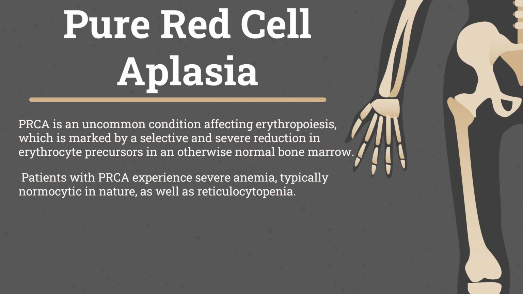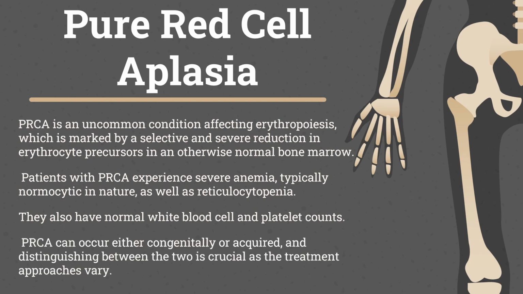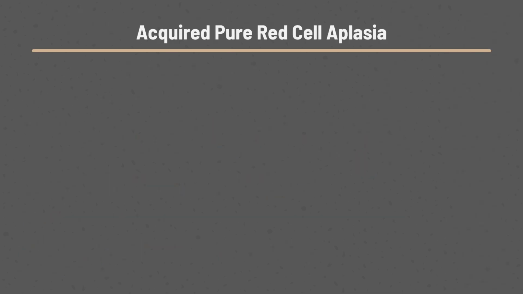Patients with PRCA experience severe anemia, typically normocytic in nature, as well as reticulocytopenia. They also have normal white blood cell and platelet counts. PRCA can occur either congenitally or acquired, and distinguishing between the two is crucial as the treatment approaches vary. Acquired pure red cell aplasia.